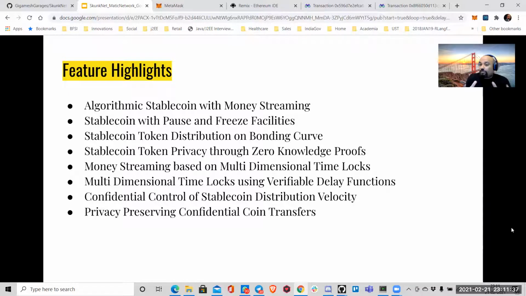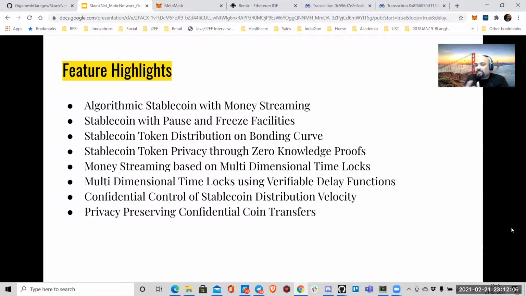And the token distribution, important to know, is on a curve. Say it's on a bonding curve, an elastic curve, which can be expanded or contracted. And we also provide privacy and scalability for the stablecoin through zero knowledge proofs. Initially, we use the Mimblewimble approach for ZK rollups. That's the novelty. We are not using any other approaches. We are using the Mimblewimble ZK rollup approach.